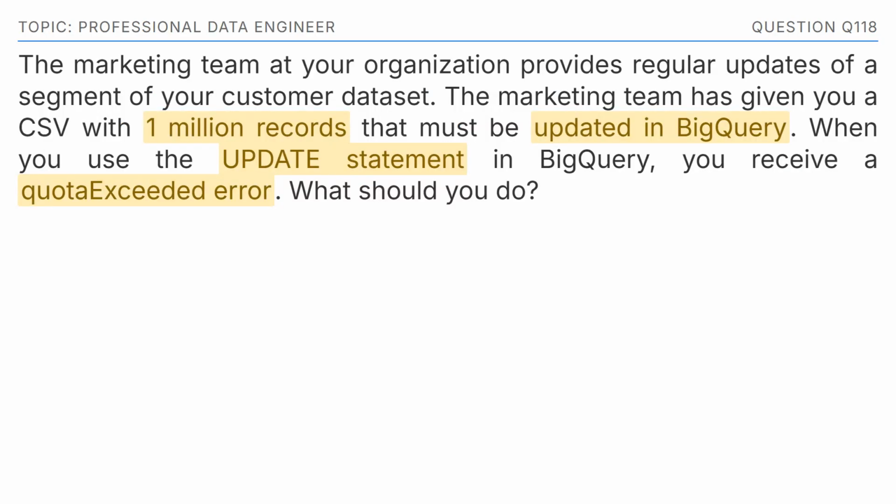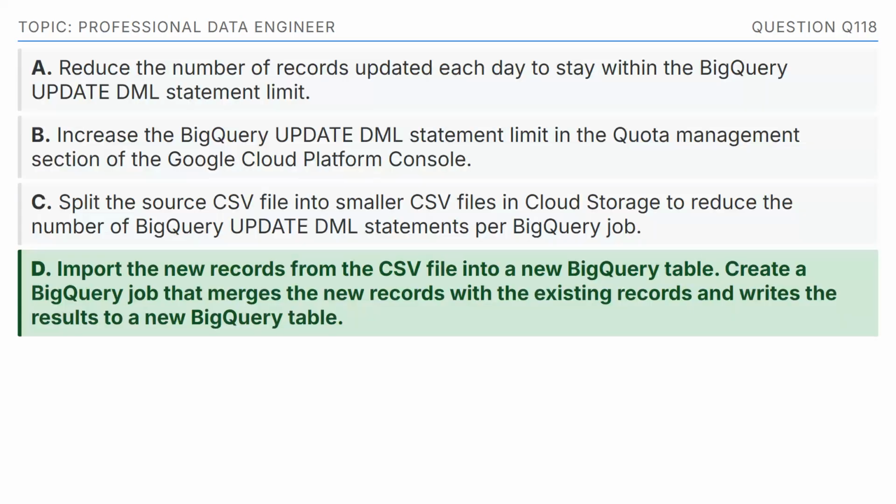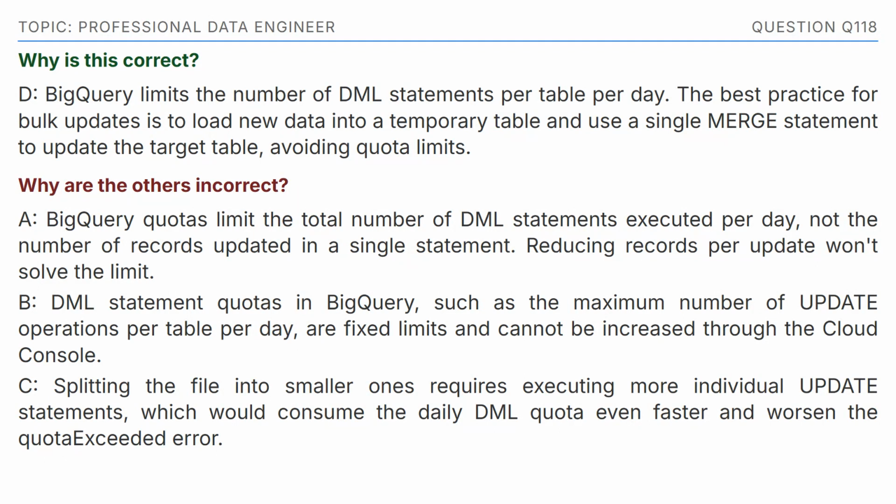To arrive at the correct answer, we focus on the keywords: 1 million records, updated in BigQuery, update statement, quota exceeded error. The correct answer is option D, import the new records from the CSV file into a new BigQuery table. Create a BigQuery job that merges the new records with the existing records and writes the results to a new BigQuery table. Why is this correct? BigQuery limits the number of DML statements per table per day. The best practice for bulk updates is to load new data into a temporary table and use a single merge statement to update the target table, avoiding quota limits.